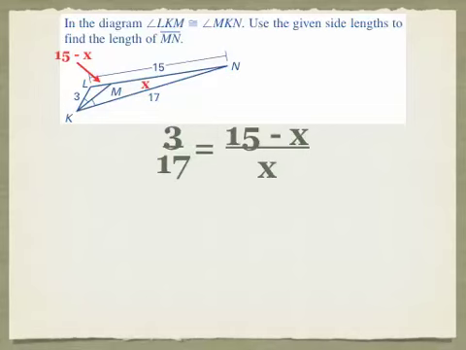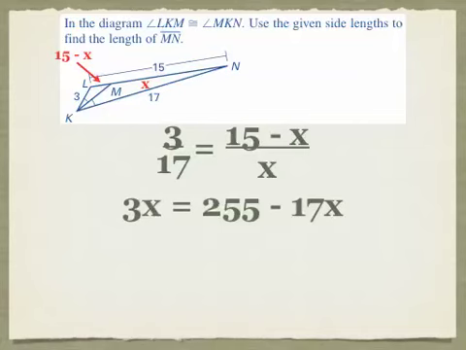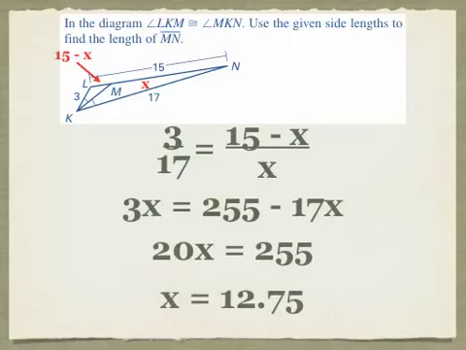When I cross multiply here, I would get 3x equals 255 minus 17x. Go ahead and add 17x to both sides, which gives you 20x equals 255. Divide both sides by 20, and you get 12.75.